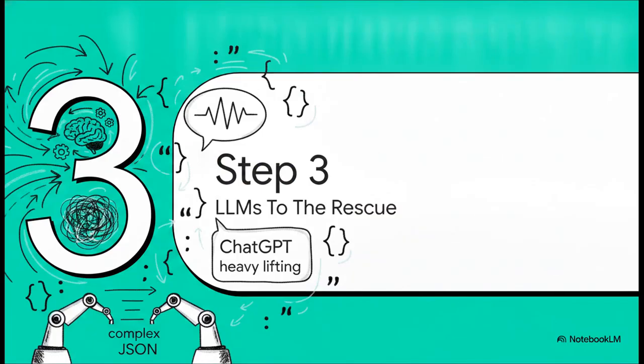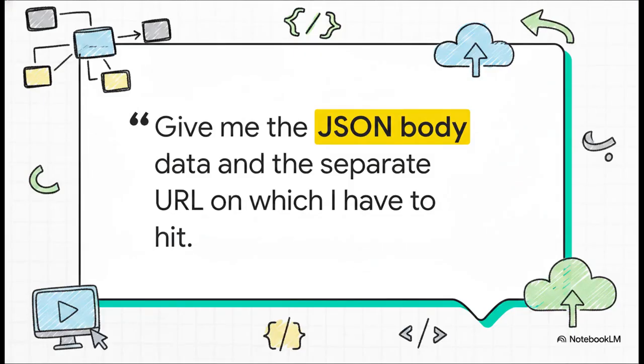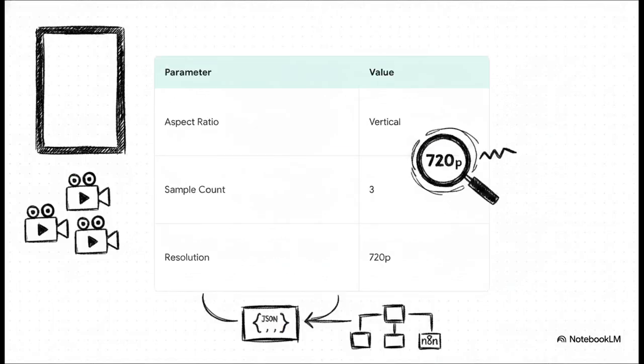Finally, step 3, LLMs to the rescue. Instead of hand-coding highly complex JSON and risking annoying syntax errors, we're taking a massive shortcut. Here is the exact prompt strategy to use. You literally copy the entire text from the official Predict long-running documentation article, paste it right into your LLM, and ask, hey, I am just connecting the Veo 3.1 API, give me the exact JSON body data and the separate URL. That's it.